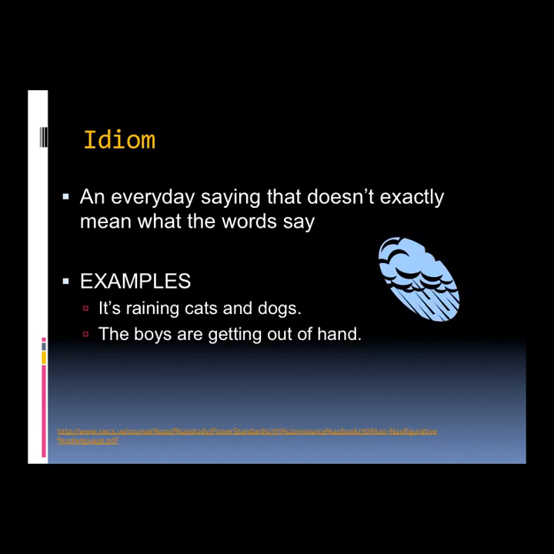An idiom is another example of figurative language. An idiom is an everyday saying that doesn't exactly mean what the words say. For example, it's raining cats and dogs, or the boys are getting out of hand. With the idiom, it's raining cats and dogs, we don't literally mean that cats and dogs are falling out of the sky. We just mean that it's raining a lot.